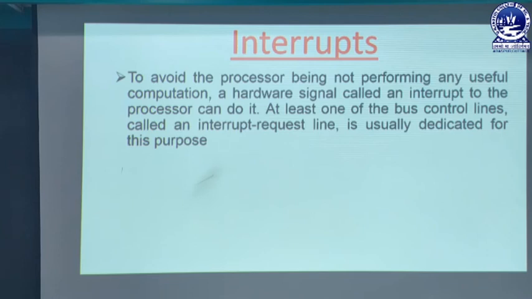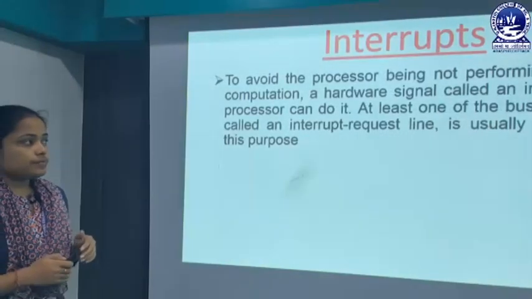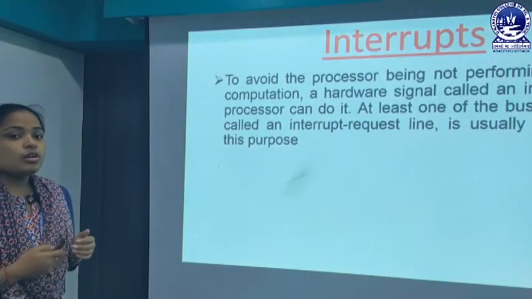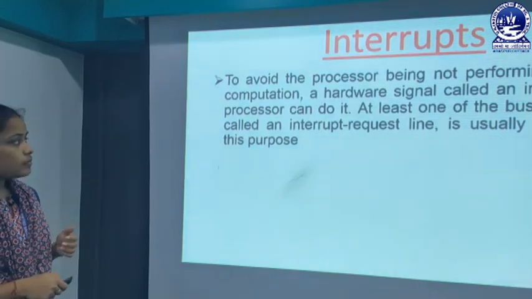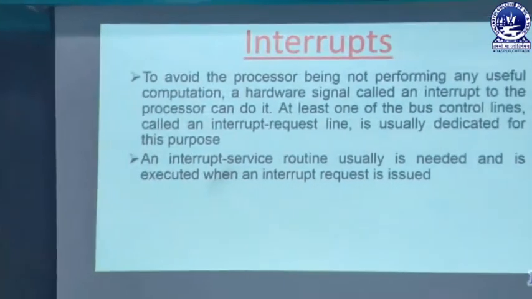At least one of the bus control lines, called an interrupt request line, is usually dedicated. You can say that among the three buses, the address bus, data bus or control bus, one bus is dedicated to carry the interrupt request line. By providing the interrupt request, the device requests the processor to receive the request given by that device.